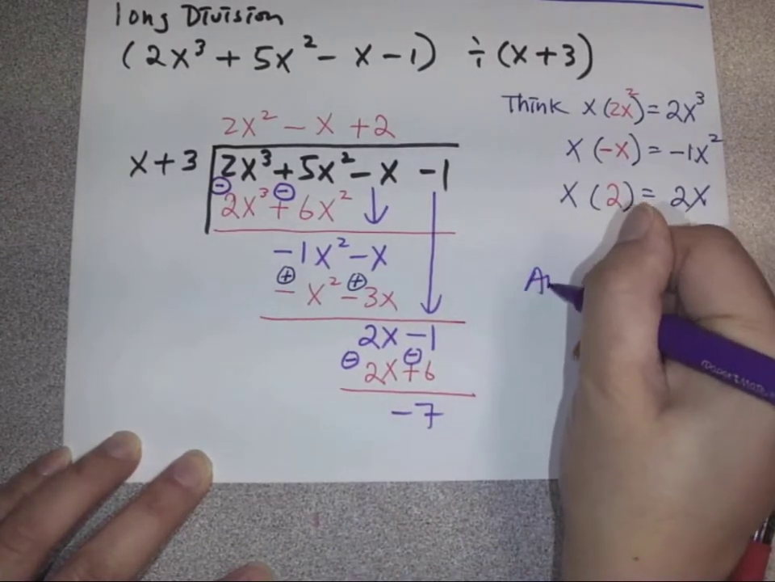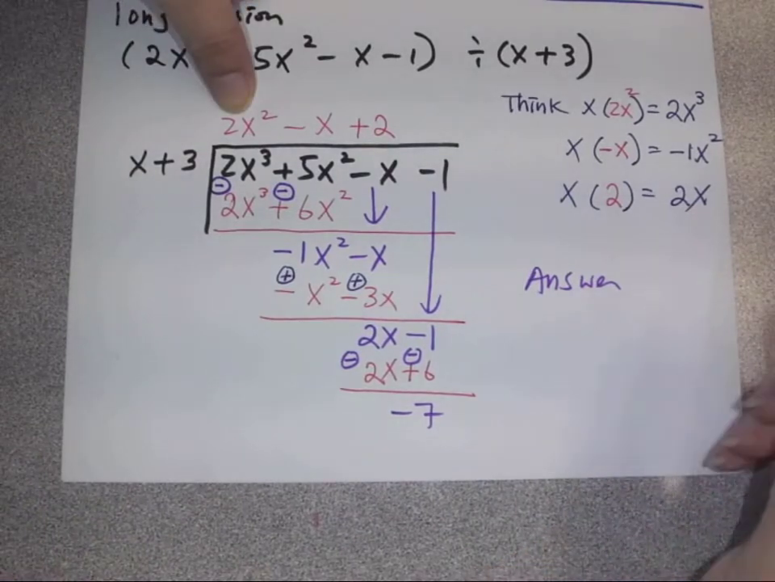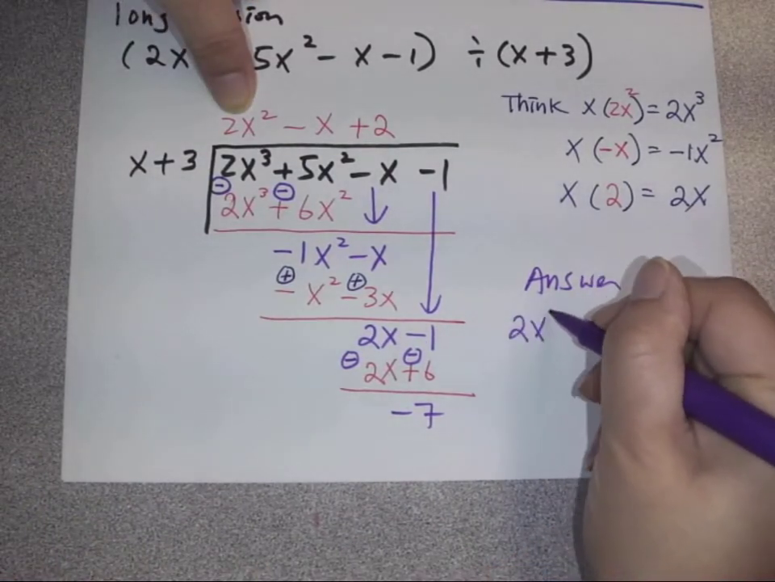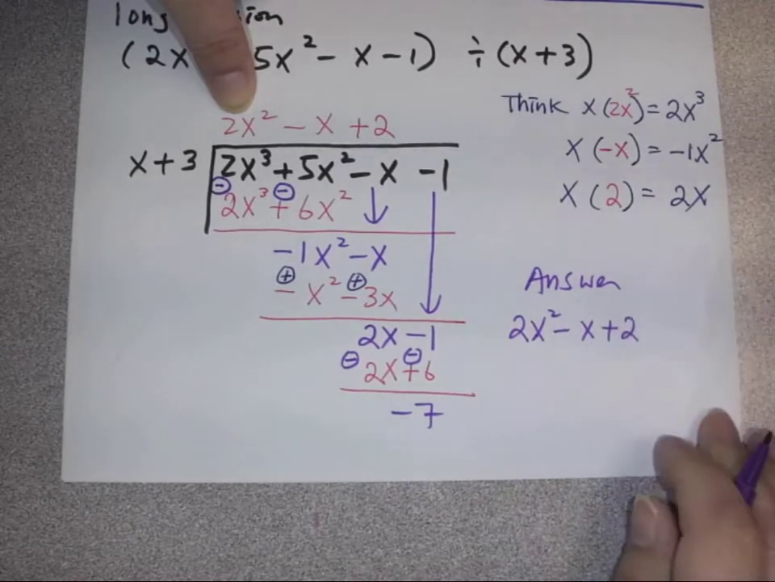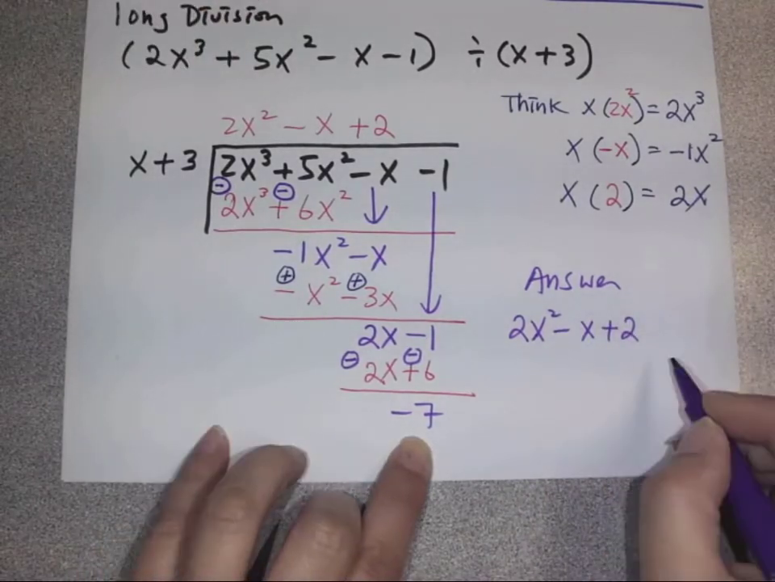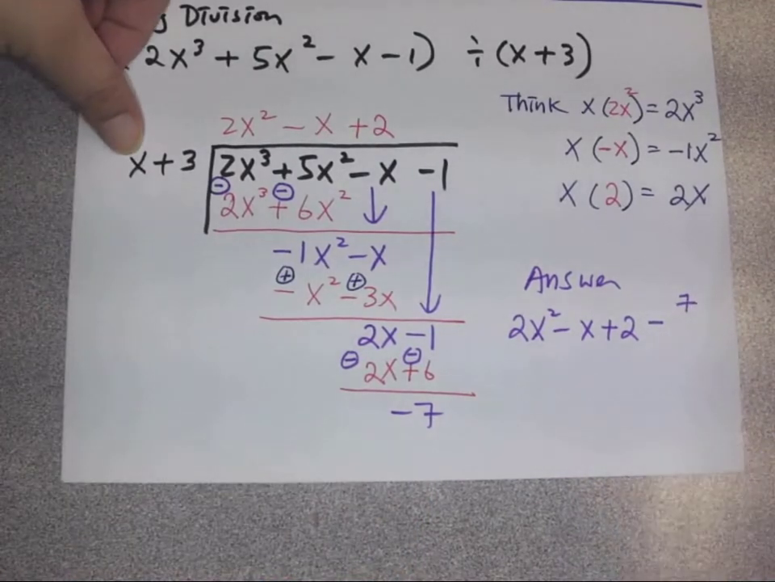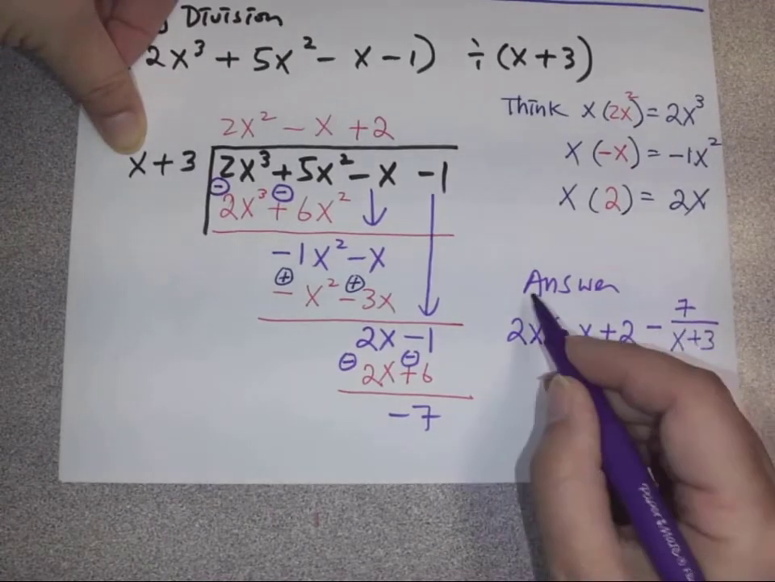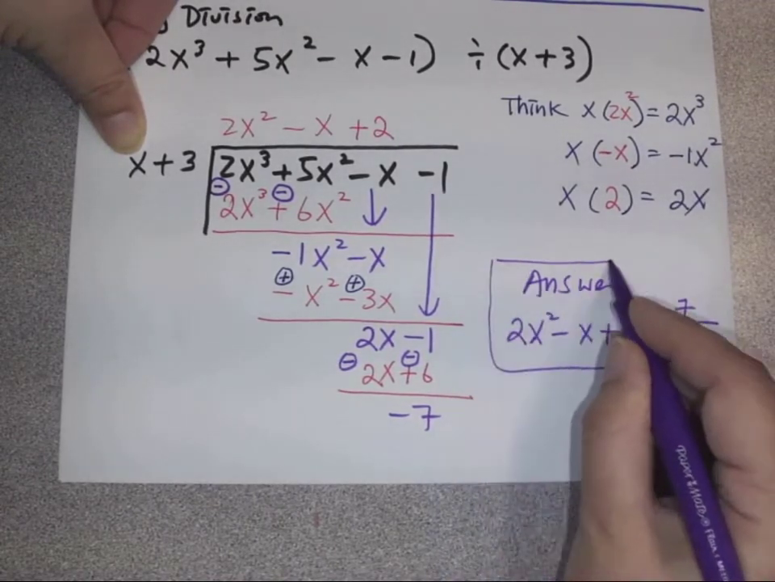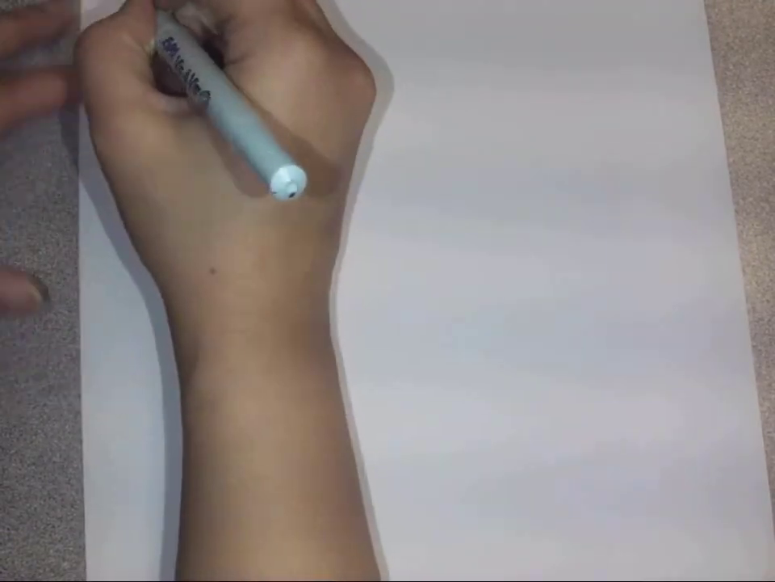So to write the answer, we need to start with the quotient, right? The quotient is 2x squared minus x plus 2. The remainder is minus 7, right? So minus 7 on top needs to be divided by my divisor, which is x plus 3. Have you seen this before? Wow, brand new.